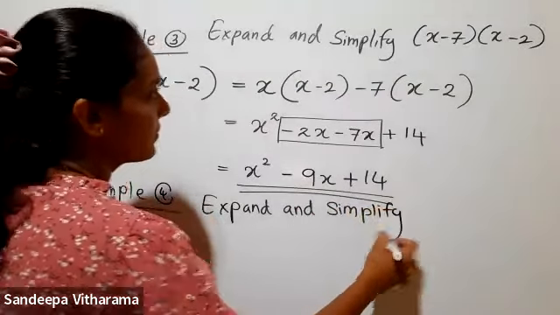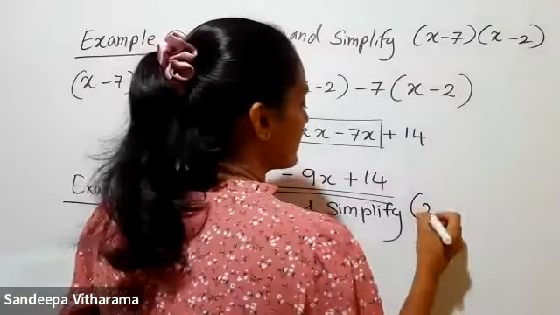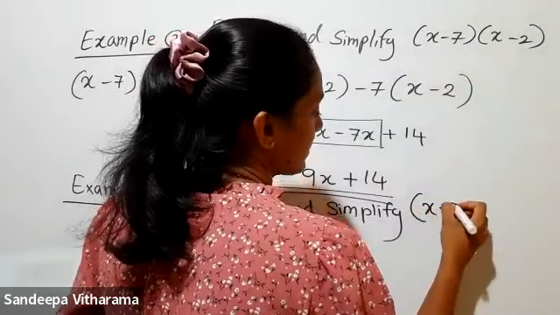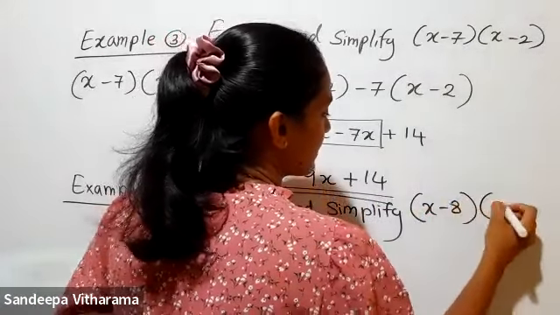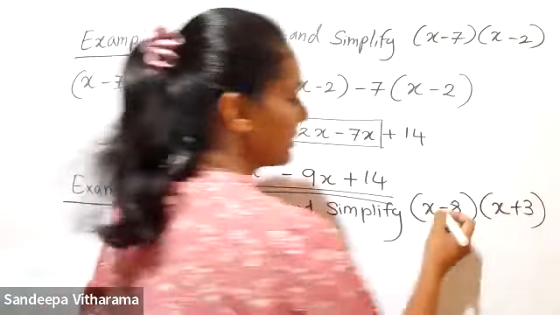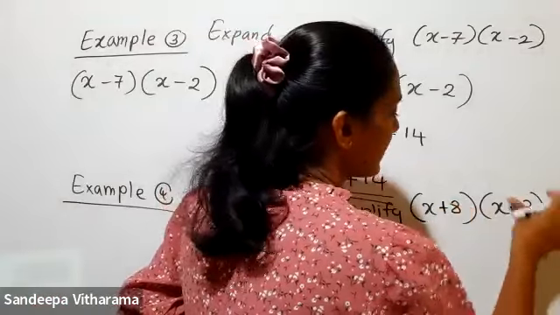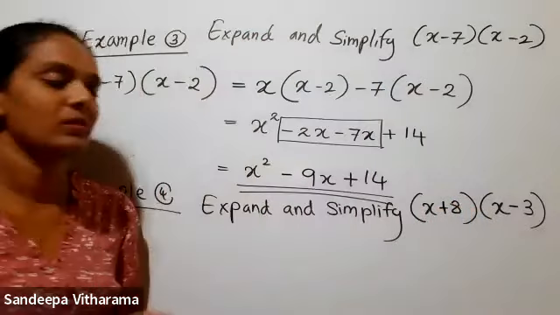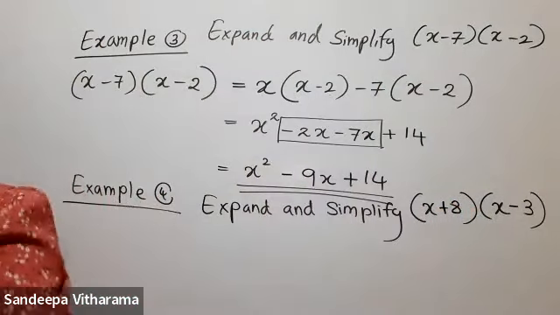Expand and simplify: x minus 8 into x plus 3. Sorry, x plus 8 and x minus 3. Do it like this.